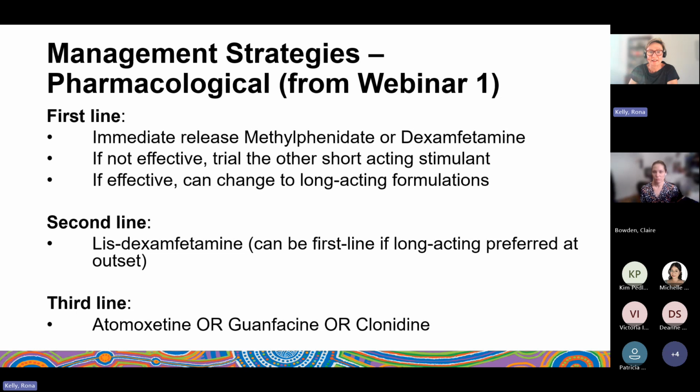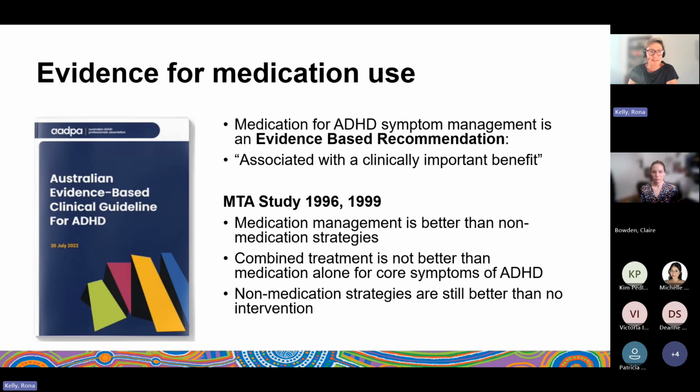So again, we talked about immediate release and long-acting stimulant medicine, thinking about other types of stimulant medicine, and then third line, when we've had a really good crack with stimulant medicines, we think about non-stimulants. So there is solid evidence for medication use for treatment of the symptoms of ADHD, and actually medication use and the options for treatment haven't really changed dramatically over the last 15 to 20 years. So it's been consistently shown in meta-analysis that medicine does provide a clinically important benefit in the management of symptoms.